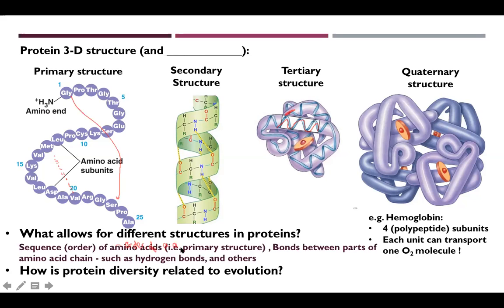So sequence of amino acids, that's your primary structure. Bonds between the parts of amino acids, such as hydrogen bonds, is the secondary. Tertiary more focuses on those functional groups. So if they're hydrophobic, hydrophilic, polar, nonpolar, it's all going to change that 3D shape.